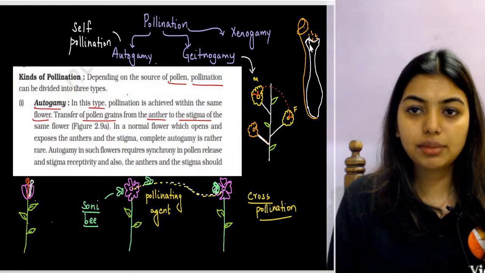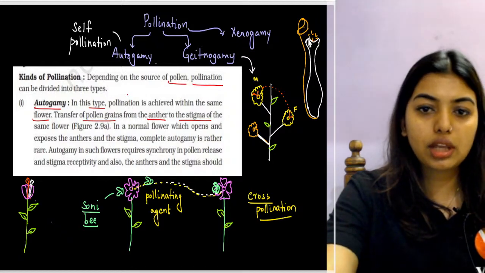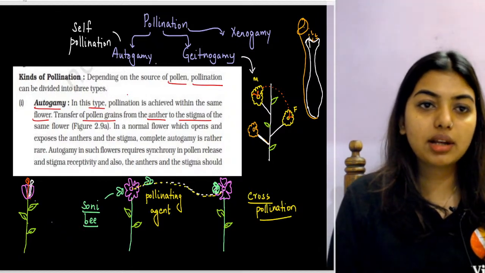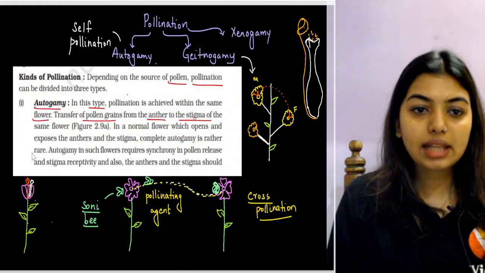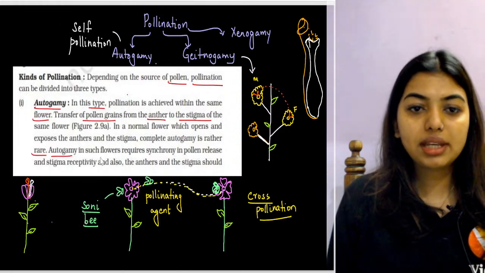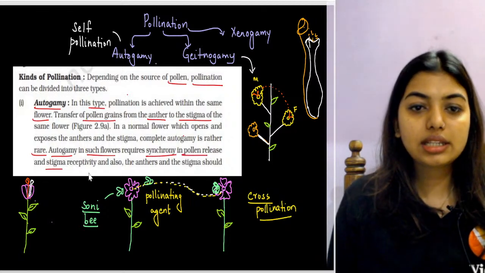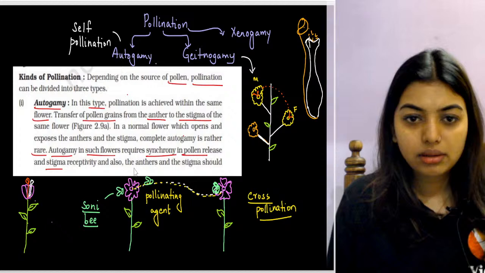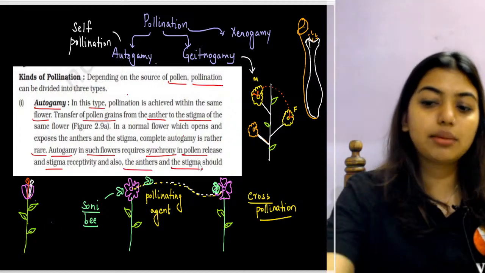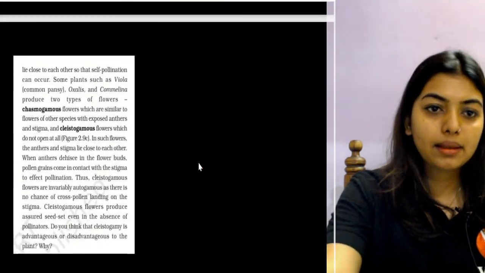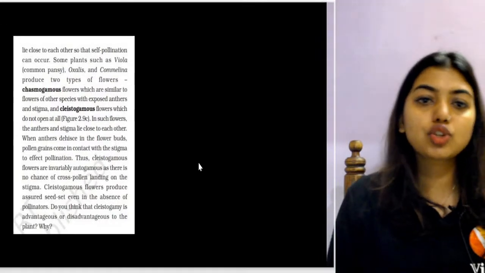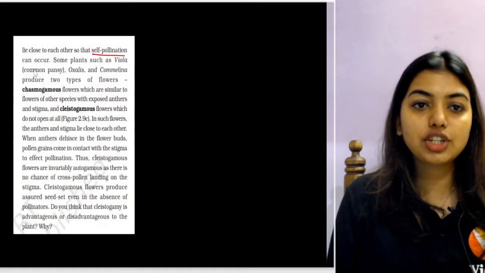So here germination will happen. So autogamy is clear, students. Complete autogamy is rather rare. Autogamy in such flowers requires synchrony in pollen release and stigma receptivity. Anther and the stigma should lie close to each other so that self-pollination can occur.